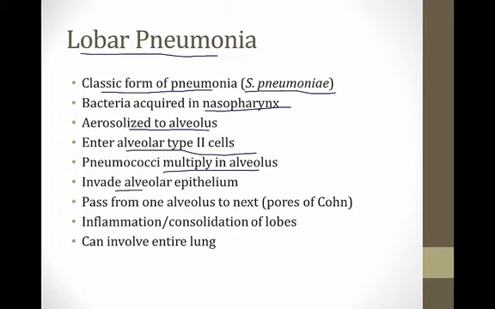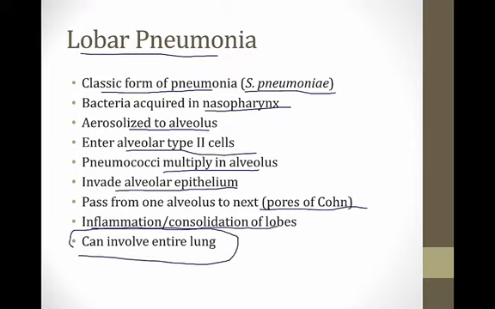Eventually they invade the alveolar epithelium, and they can pass from one alveolus to the next through structures called the pores of Kohn. Eventually you develop inflammation and consolidation of the lobes, and it can progress from one lobe to another and ultimately involve the entire lung.